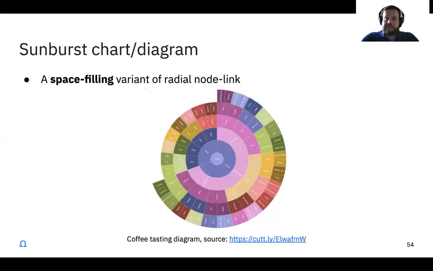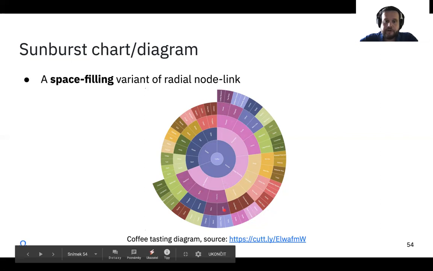Further, we have the Sunburst chart or Sunburst diagram. I have even seen Sunburst plot. The keyword here is Sunburst. This is called Sunburst. Some people call it Starburst, but let's stick to Sunburst for simplicity. It's pretty much a space filling variant of the radial node link diagram. So it's a bit of a pie chartization of the radial node link diagram.